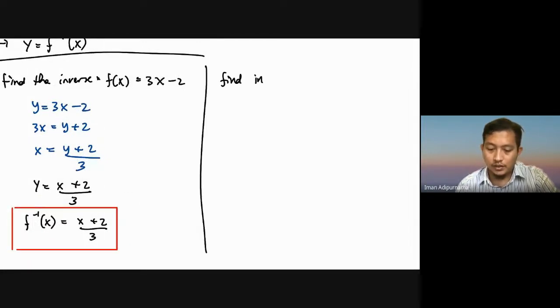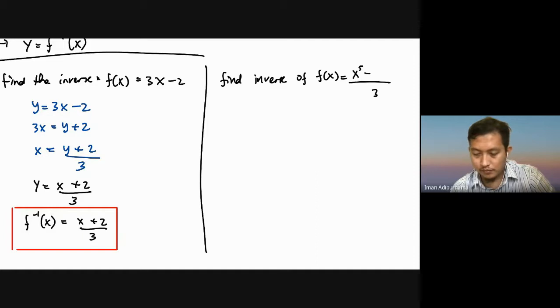Find the inverse of this, with a power of 5. Okay, power of 5. This is 2. Try for a few minutes. Check whether you understand how to write an inverse.